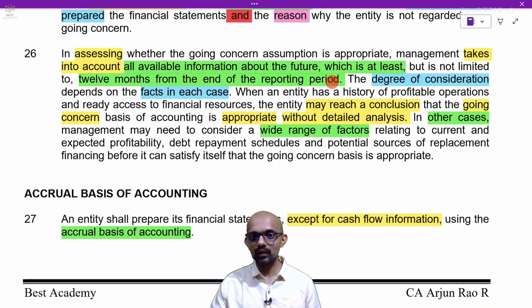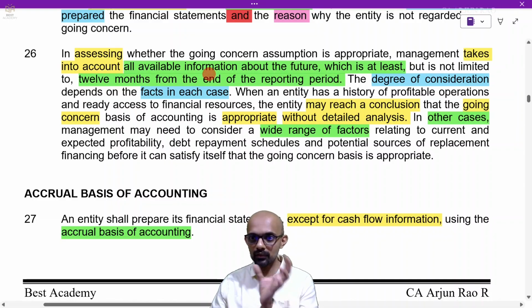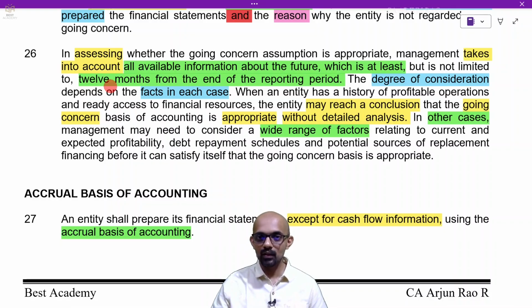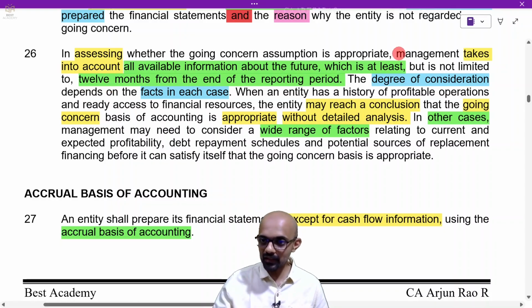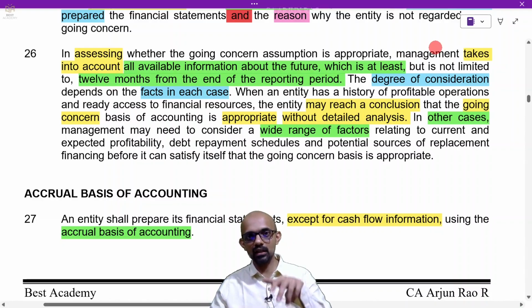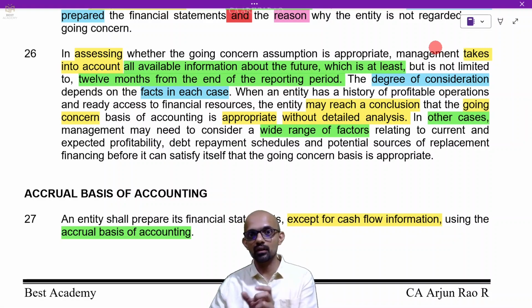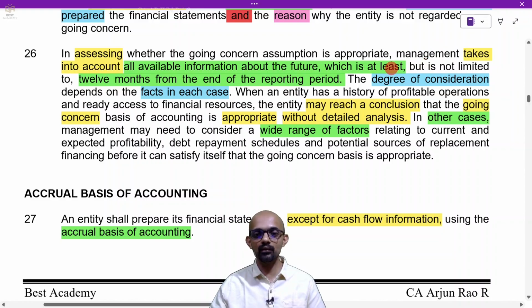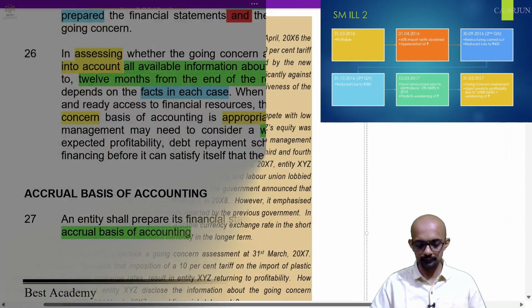So, there is a time restriction for that. Whatever information affects the future, it should be at least but not limited to 12 months. That means there is a mandate given to the management: don't just take the current information, take also the information which is going to affect the future, at least 12 months. Okay. So, some decision or notification may affect 2 years from now, that also we can consider, but compulsorily we have to consider information for at least 12 months, right?